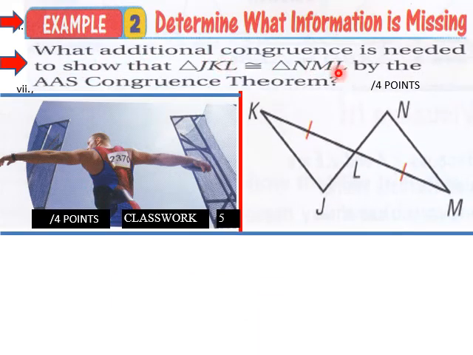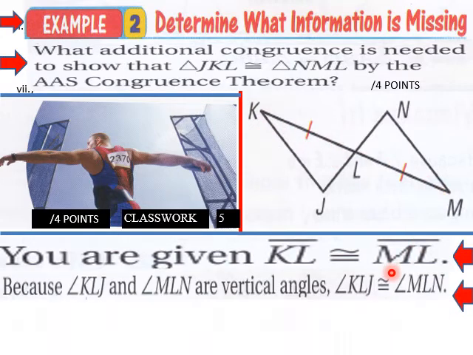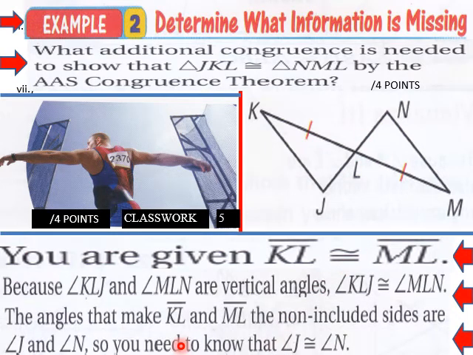Example 2, what additional congruence is needed to show that JKL is congruent to NML by the AAS congruence theorem. So you're given KL is congruent to ML, and because angle KLJ and MLN are vertical angles, we know that these two angles are congruent. The angles that make KL and ML the non-included sides are angle J and angle N. So you need to know that angle J is congruent to angle N.